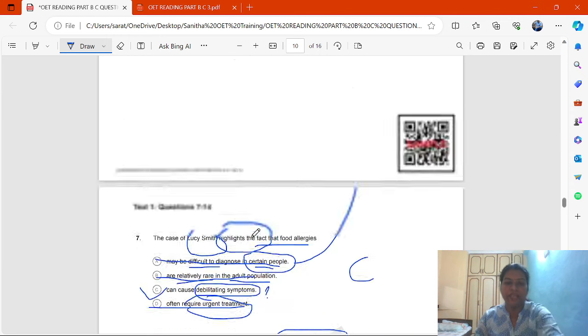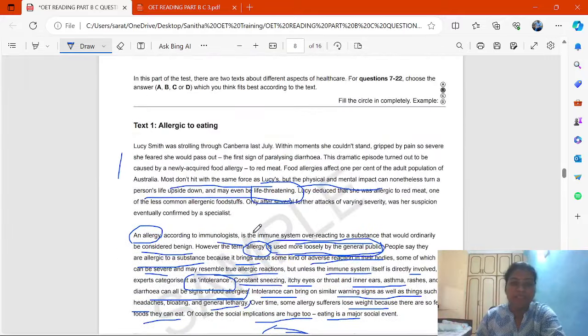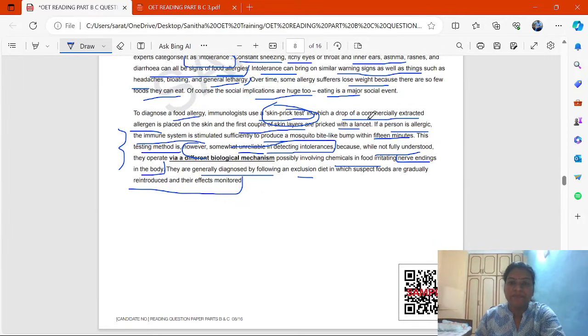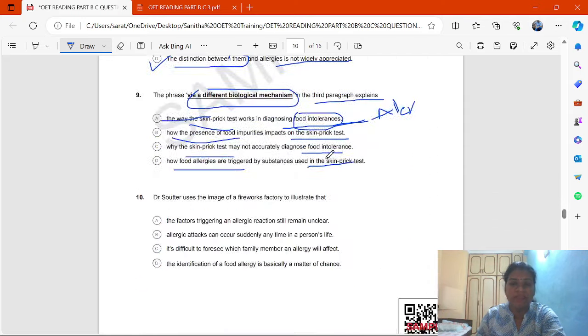How the presence of food impurities impacts the skin prick test. Here in the skin prick test, a drop of commercially extracted allergen is introduced on the skin and the first couple of layers are pricked with a lancet. If the person is allergic, the immune system is stimulated suddenly and produces a mosquito bite like bump within 15 minutes. This is the point they give about the skin prick test. But how the presence of food impacts it is not mentioned in the passage. So you can eliminate the second option.